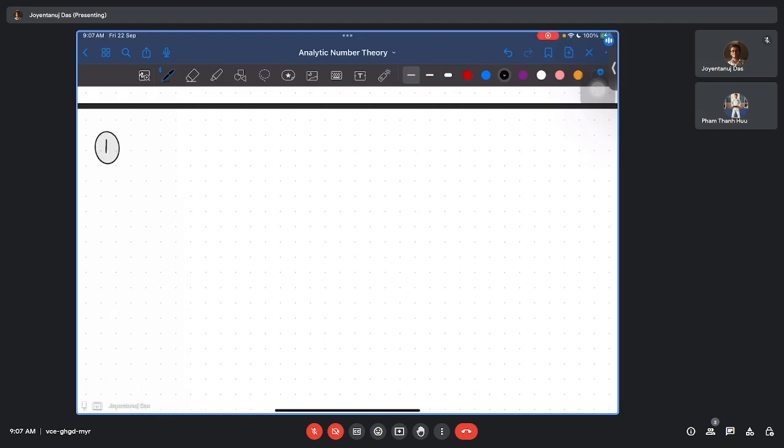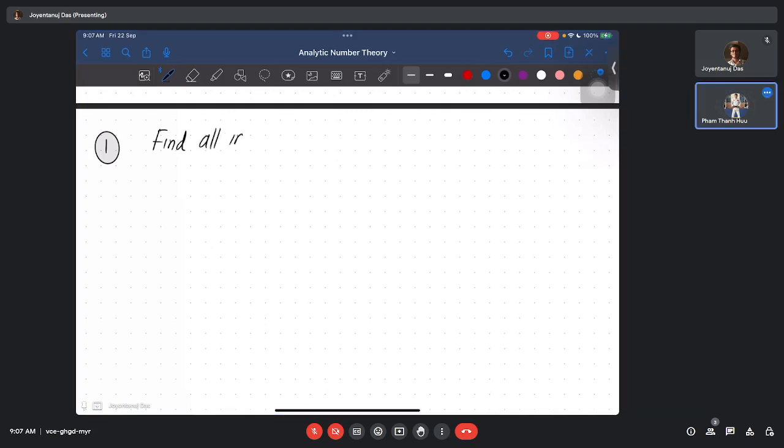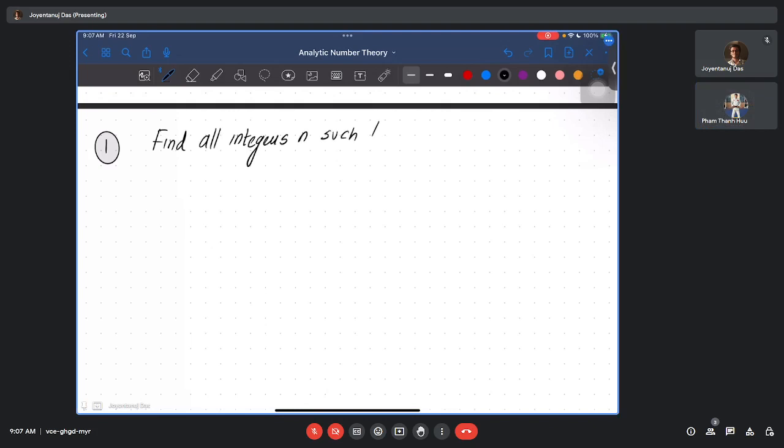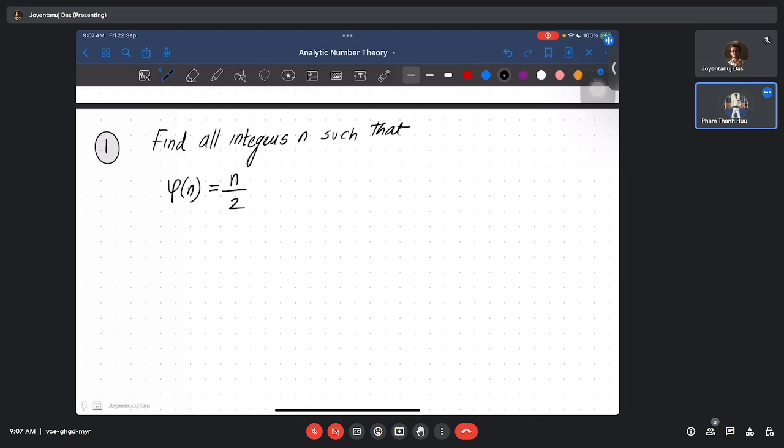So the question is, find all integers n such that phi of n equals n by 2. The definition of phi you remember, right? So what are all the integers such that phi of n is actually equal to n by 2?